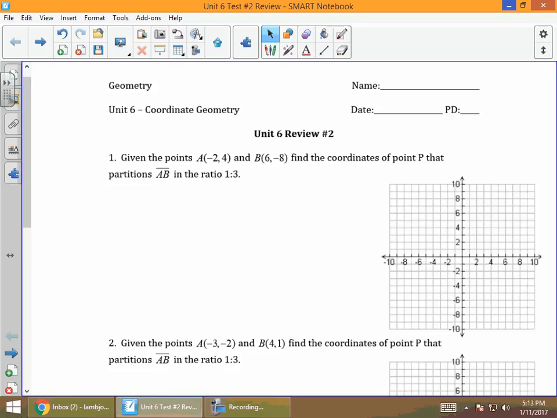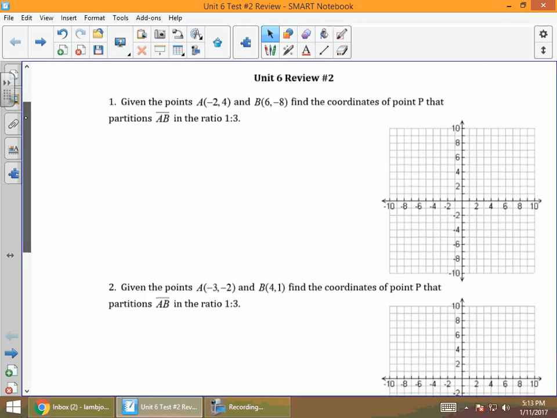This test score will replace your old test score unless you had an A. If you had an A on the original Unit 6 test, I will not take that A away from you. You'll be able to keep that A. But if you outscore that A, I will give you the higher of the two A's that you earned. Other than that, you will be taking a new test score as we move forward.